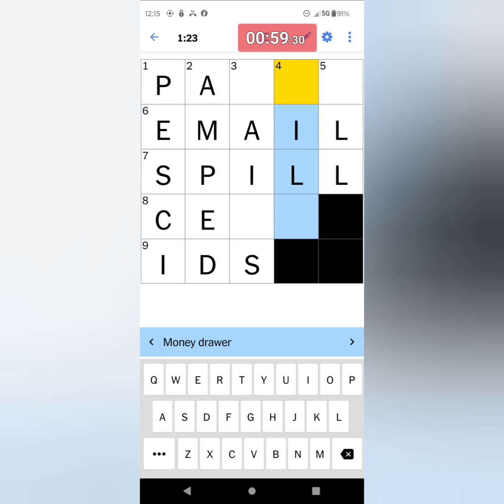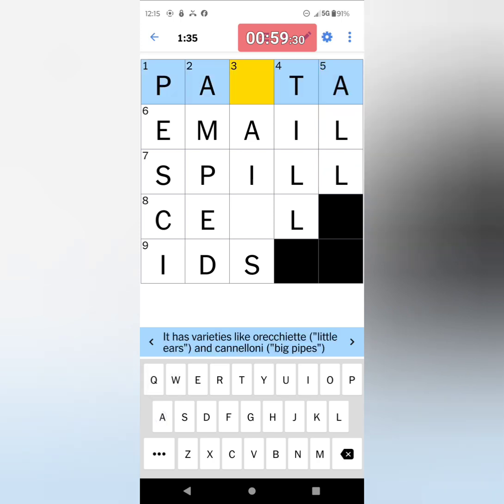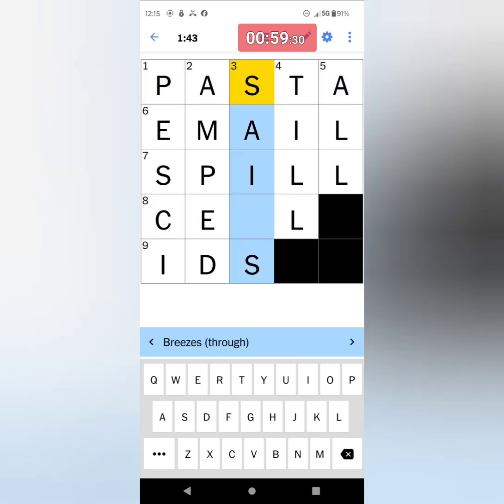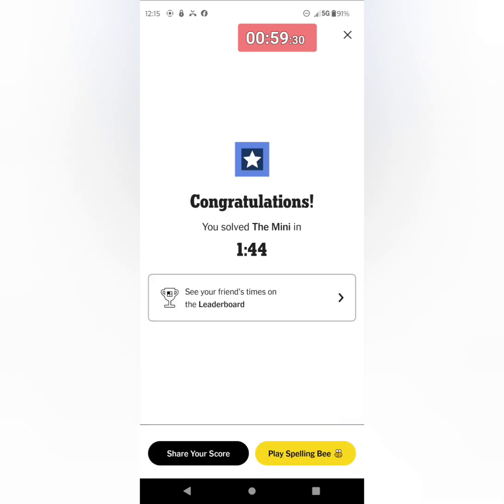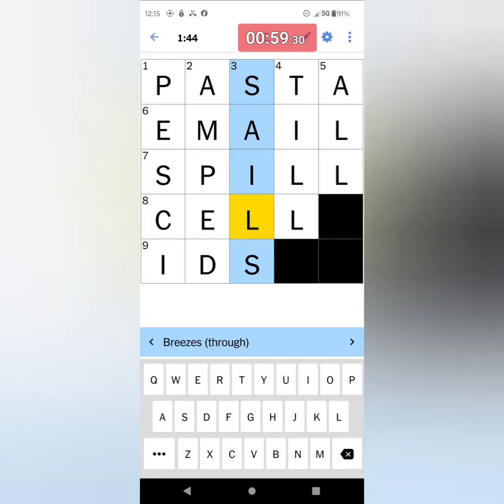Money drawer. Till. 100%. All. Oh, it's going to be pasta. And sales through. 144. I got the mini. Yes. That makes it 3 out of 5. It's a good Sunday. I'm happy. And Bio 101 was sell.